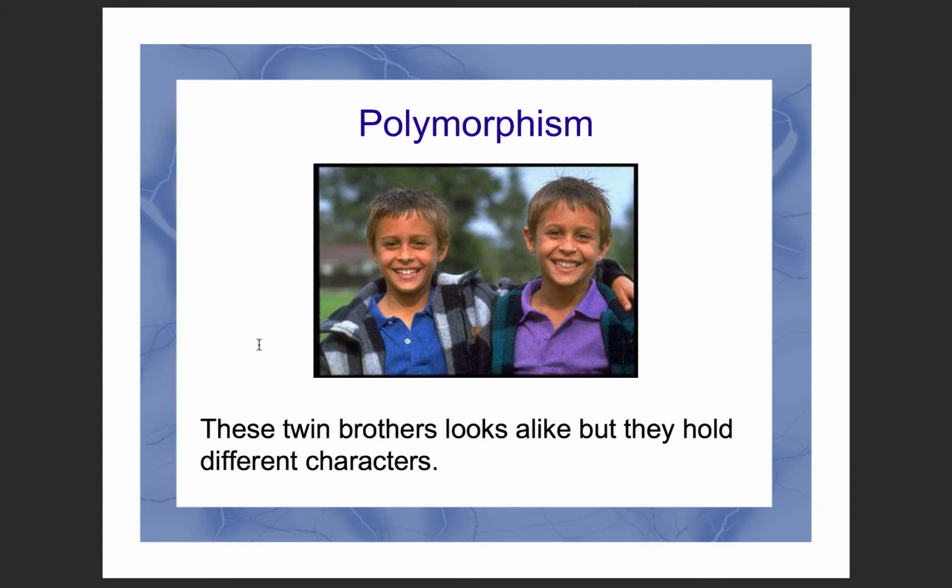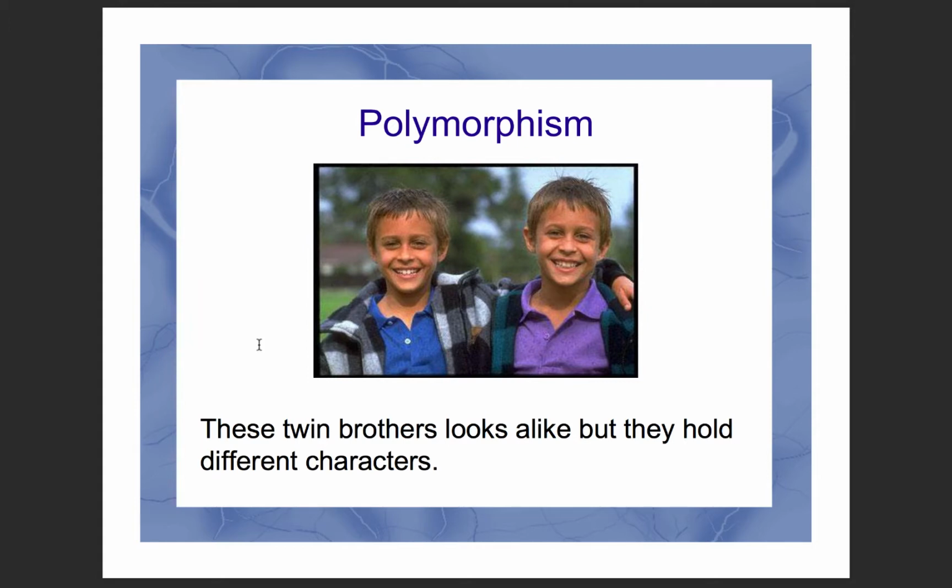Polymorphism is the third principle of object-oriented programming. Here in the picture, you are seeing that there are two brothers. They look alike, but they are two different human beings. So this is the real world example of polymorphism. We can have two different human beings, or two different components, two different objects, that look alike, but they are two different things.